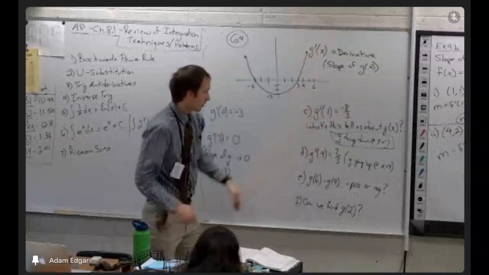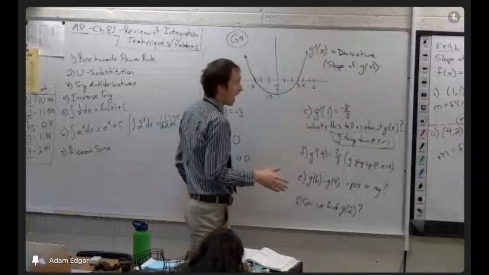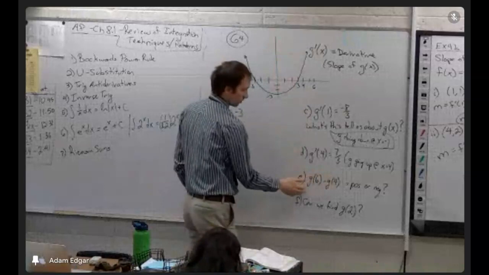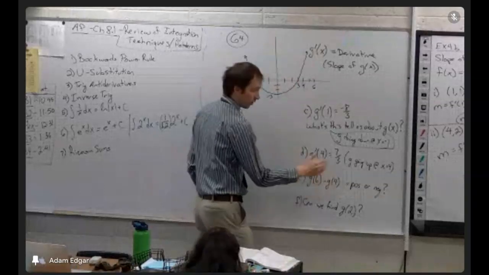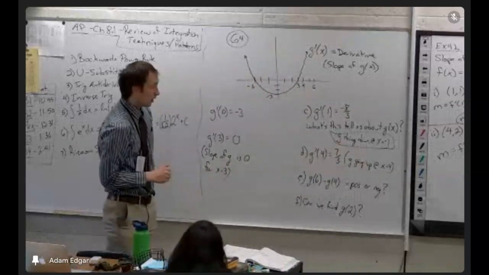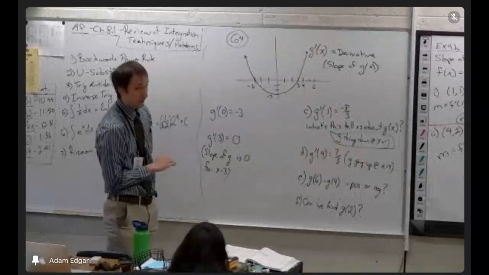So what point is going to be higher on the G curve? At 6 or at 4? So when you subtract them, are we positive or negative? Positive, right? Any questions with that? Ryan?